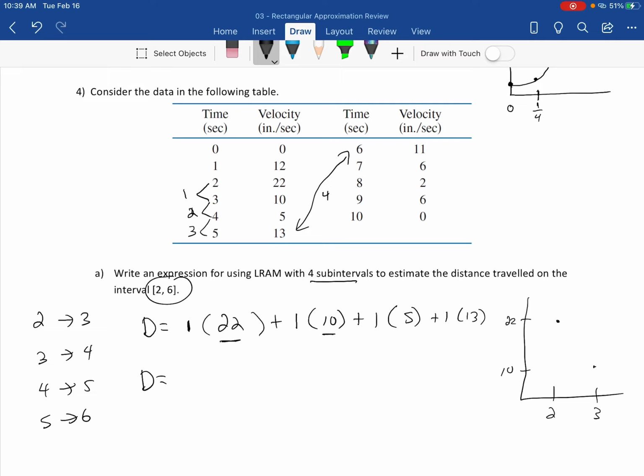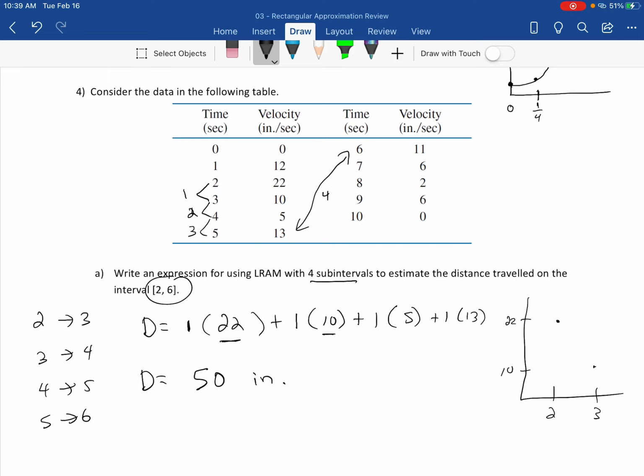And when I add all those up, what do I get? 22 and 10 and 5 and 13. I think I get 50 meters when I add all those up. So basically what we're going to do for our estimate is assume that from the time interval 2 to 3 they were going 22 inches per second. Ooh, inches. Whoops. They were going 22 inches per second that whole time interval 2 to 3.